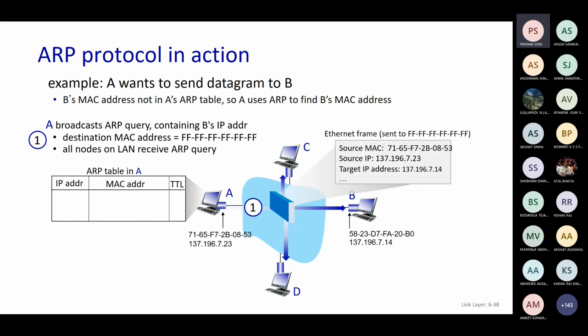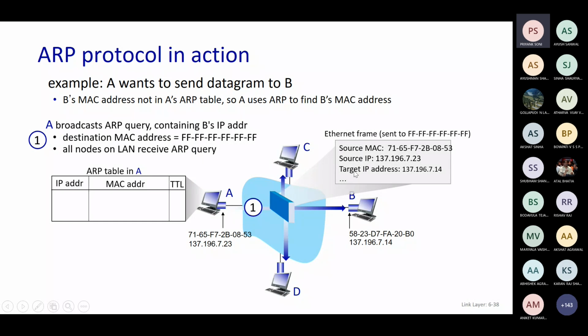So now this is sent. Okay, so now what is this frame going to contain in its header? The source MAC address is of course the MAC address of A, right? So 7165F7 2B0853. And what is the source IP address?